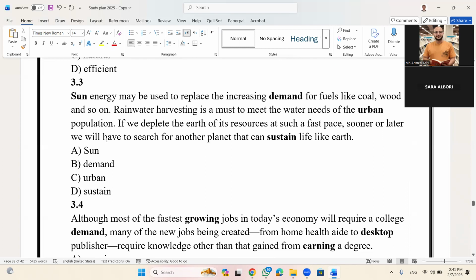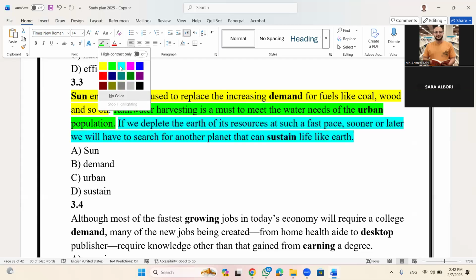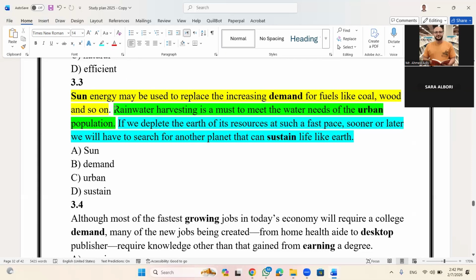What is this paragraph about? About the sun? No, it's not about the sun, by the way. It's about natural resources like sun and rainwater. Good. So cut it into pieces and read them separately. Let's work. Sun energy may be used to replace the increasing demand for fuels like coal, wood, and so on. Is there something wrong here?